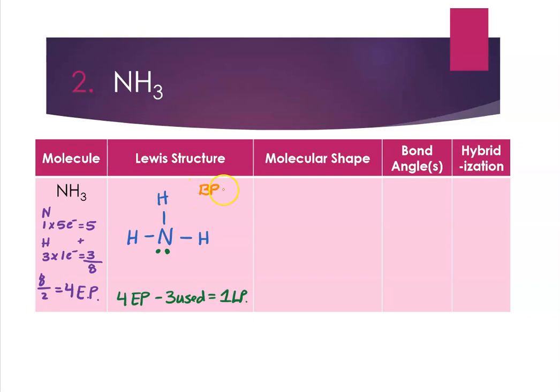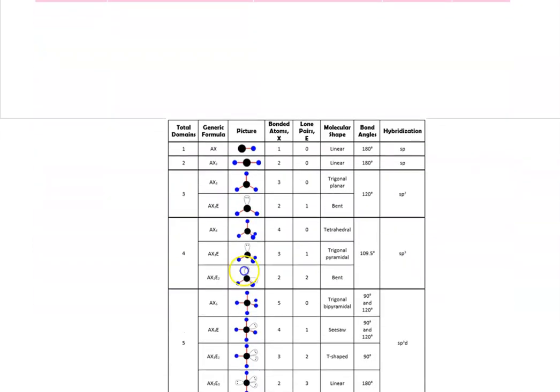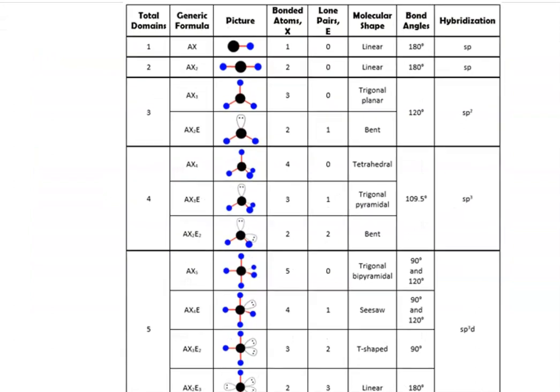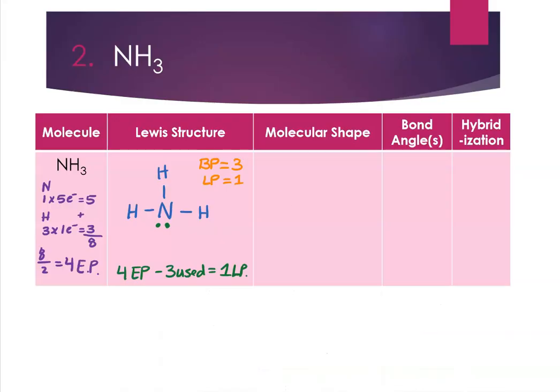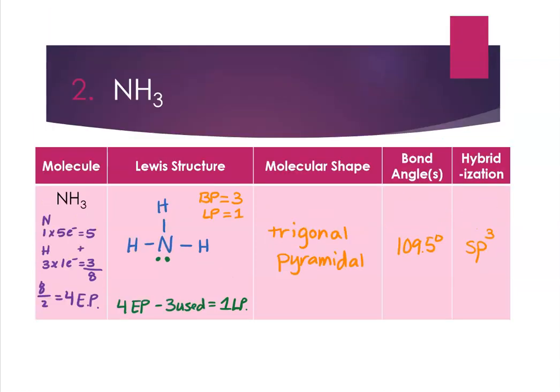Okay, so now I count. Bonded pairs: 1, 2, 3 bonds. Lone pairs are just 1 lone pair on the central atom. So I consult my VSEPR chart, and I see that 3 and 1 is trigonal pyramidal, 109.5, and sp3. So I come back up here: trigonal pyramidal, 109.5 degrees, and sp3. All right, let's do another.